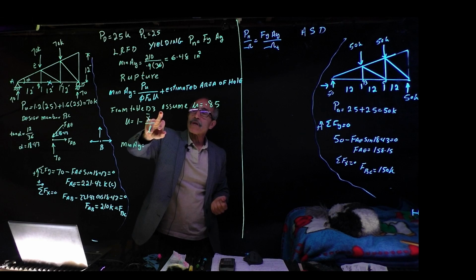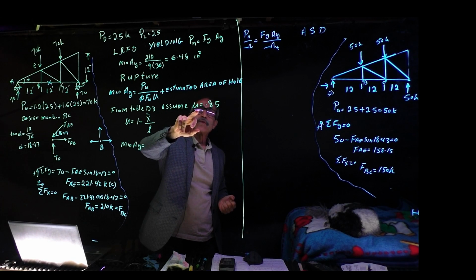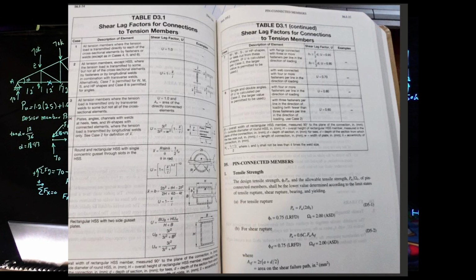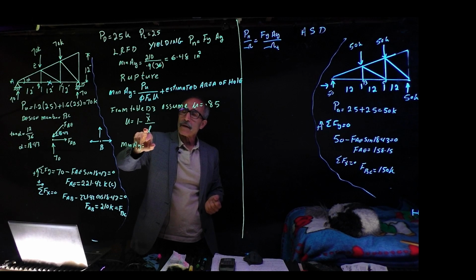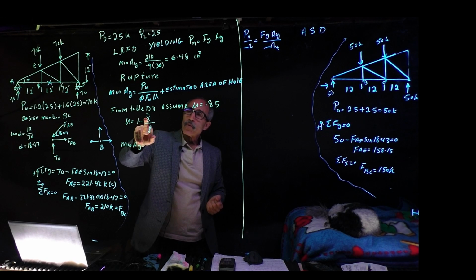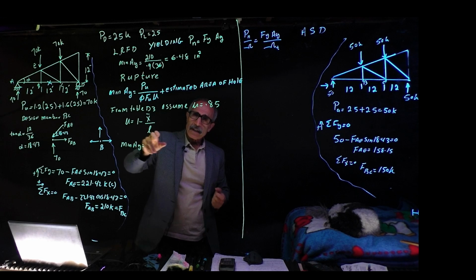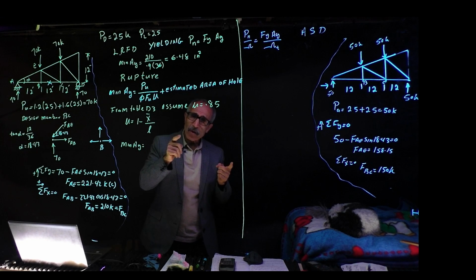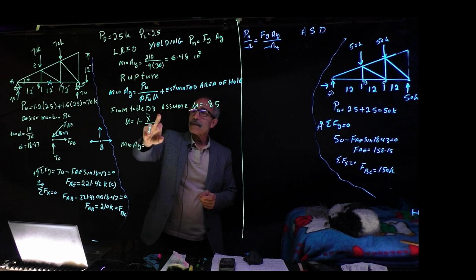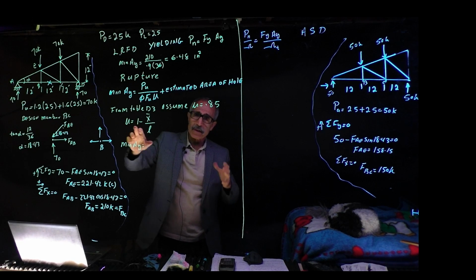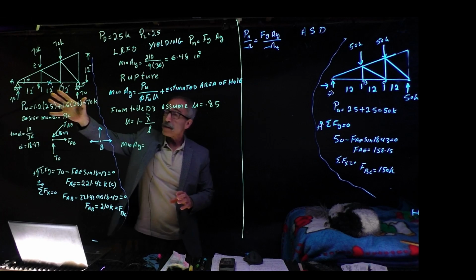Because we don't know what size of angle we have at this point, we assume U is 0.85. The equation for U, from that table, case number 2, is U equals 1 minus x bar divided by L. We can find x bar once we have the size of the angle from the table, and L is the length between the first hole and the last hole. If I have two rows of holes connecting, that's how long it will be. To understand this a little better, you can watch my previous video, in which we designed the gusset plate for the connection on the truss.